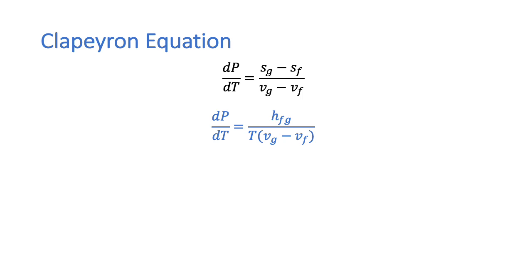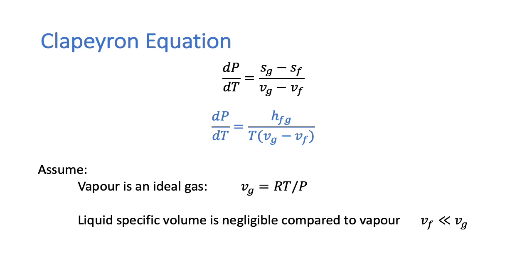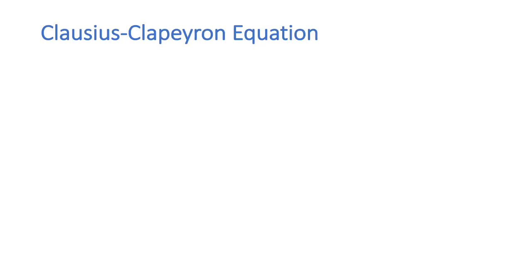Now we can simplify this equation further if we assume that the vapor is an ideal gas, so that Vg is equal to RT upon P, and that the liquid specific volume is negligible compared to the vapor. So Vf is much less than Vg. And at most ordinary pressures, this is a pretty good assumption. Making these substitutions, we can now write an equation that dP by dT is equal to Hfg times P upon RT squared. Remember, this only applies if we assume that the vapor is an ideal gas.